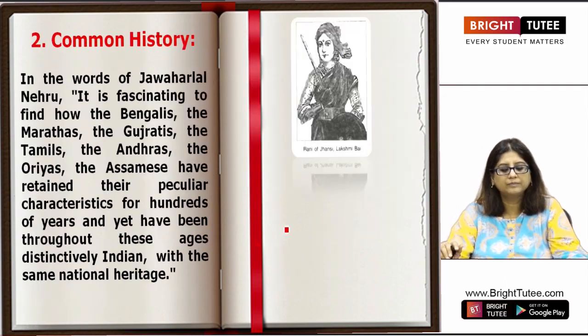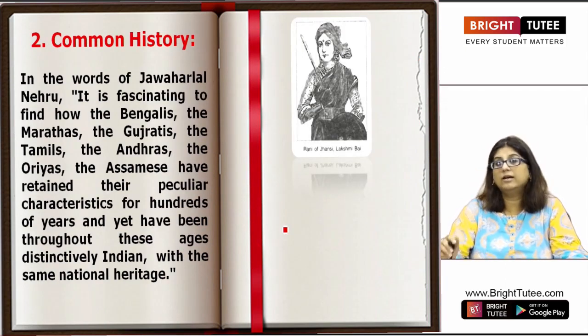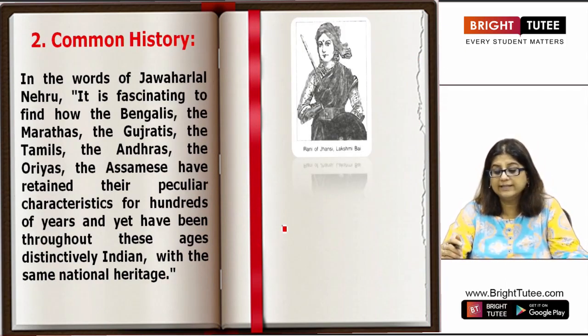Common history, like Pandit Jawaharlal Nehru also said: it is fascinating to find how the Bengalis, the Marathas, the Gujaratis, Tamils, the Andhras, the Uriyas, the Assamese have retained their peculiar characteristics for hundreds of years and yet have been throughout these ages distinctively Indian with the same national heritage.